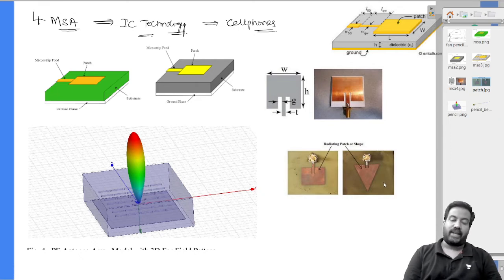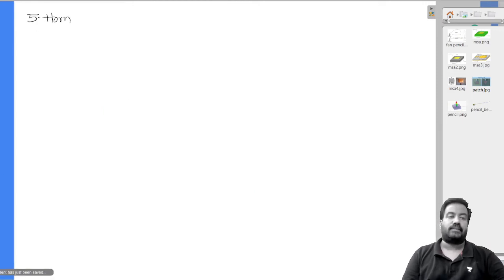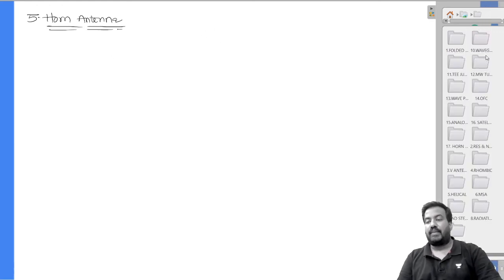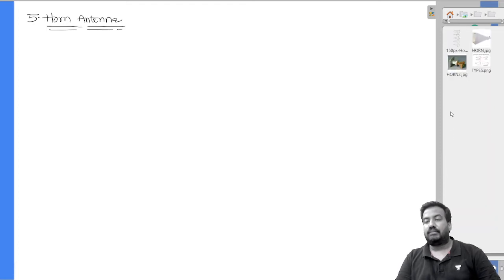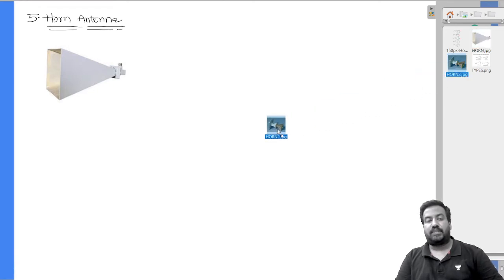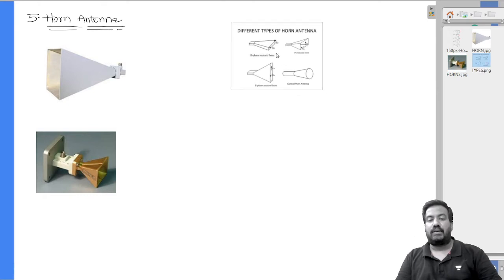That's the fourth antenna, the microstrip array antenna. The fifth one is the horn antenna. It's a feeding antenna that feeds parabolic reflector and lens antennas. A horn antenna can be a sectorial E-plane horn, a sectorial H-plane horn, or a pyramidal horn antenna. This is a pyramidal horn antenna. The practical antenna looks like this. Types of horn antenna look like this.